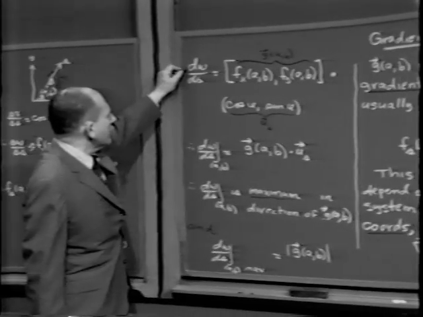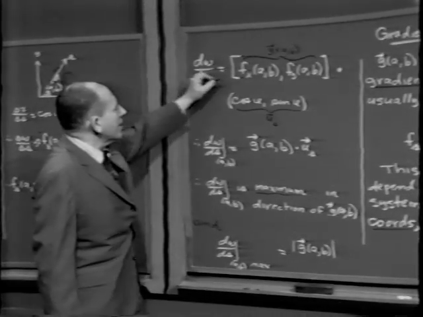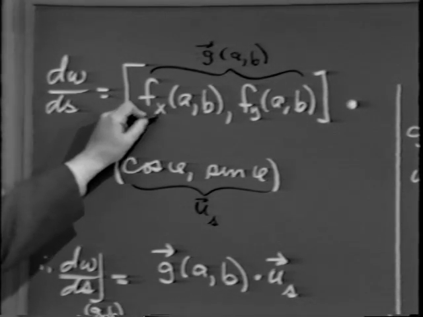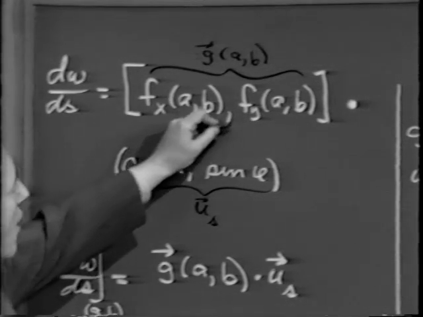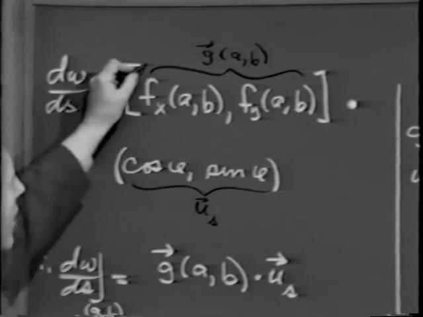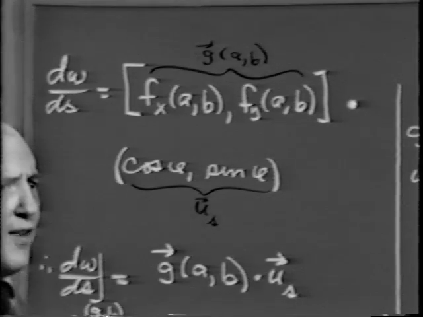To make a long story short, dw/ds is what? It's this vector whose i component is f sub x evaluated at (a, b), whose j component is f sub y evaluated at (a, b). I call that vector g of (a, b).